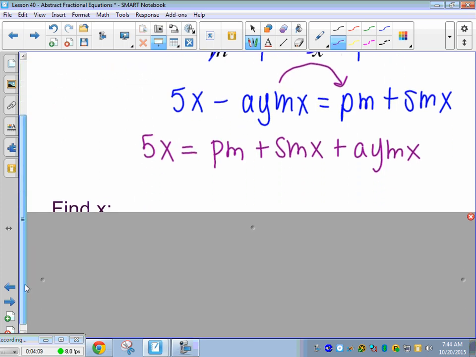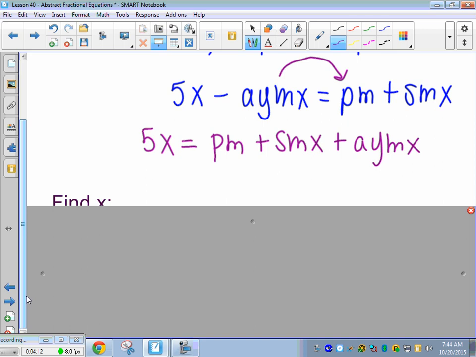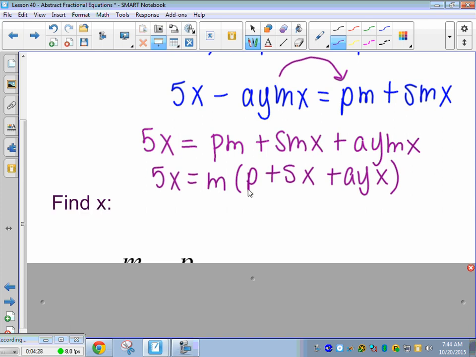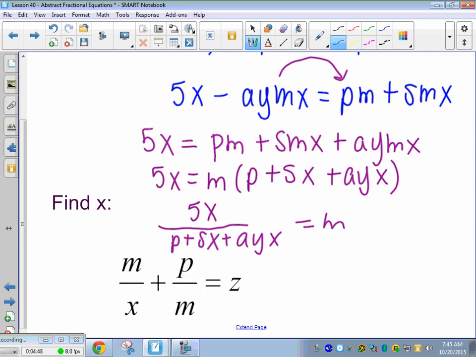Okay, and Sydney, what are we going to do next? Good. So I'm going to factor out the m, and so I'm left with p plus sx plus ayx. Okay, took the m out of every piece. And final step, divide by this whole set of parentheses. If you don't want to show it, that's fine. I can just write 5x over p plus sx plus ayx equals m. And that's my answer.